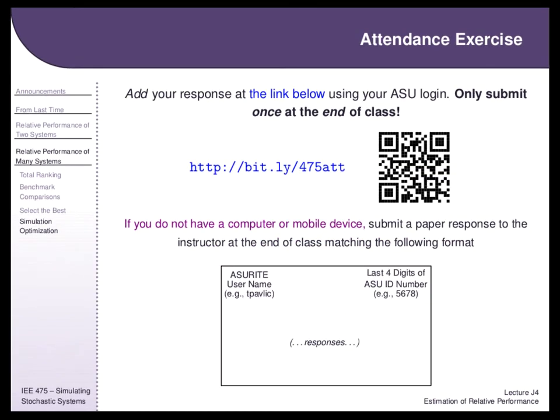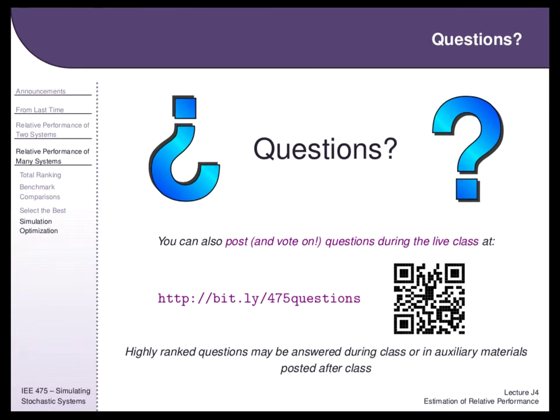So those are basically the different ways that we can do ranking and selection in ways that are more efficient than doing it all manually by hand with pairwise comparisons. Any questions?